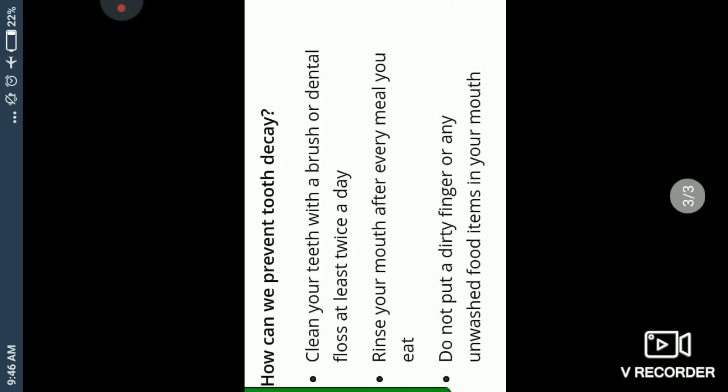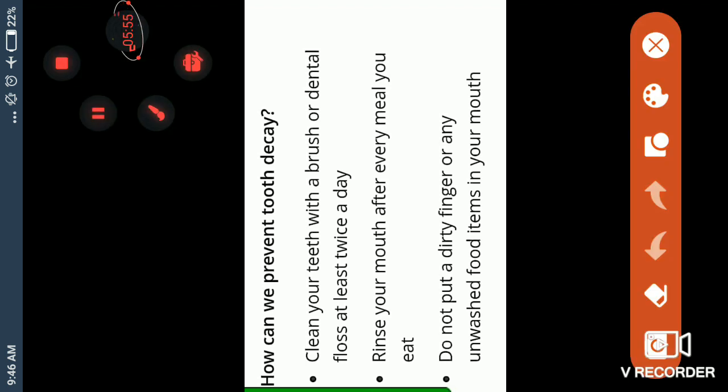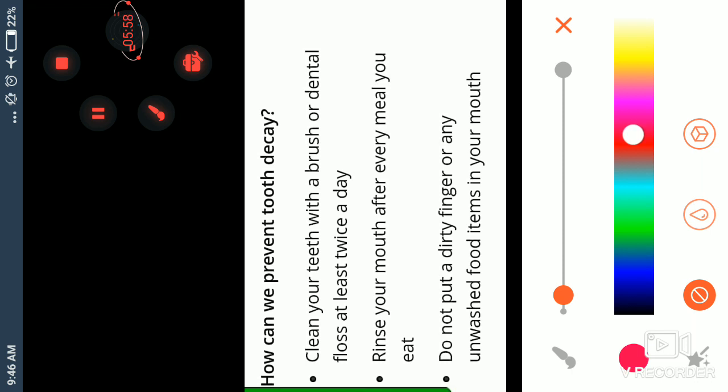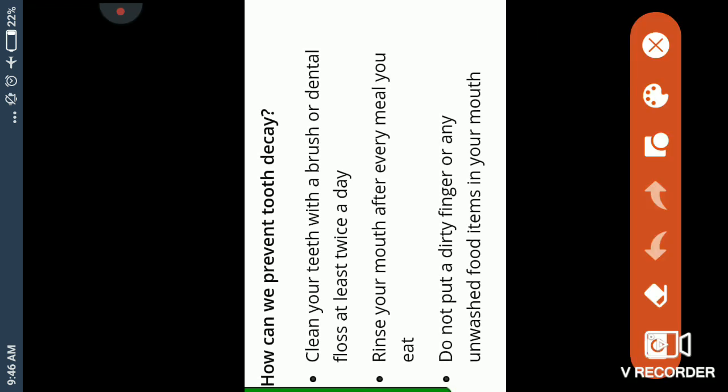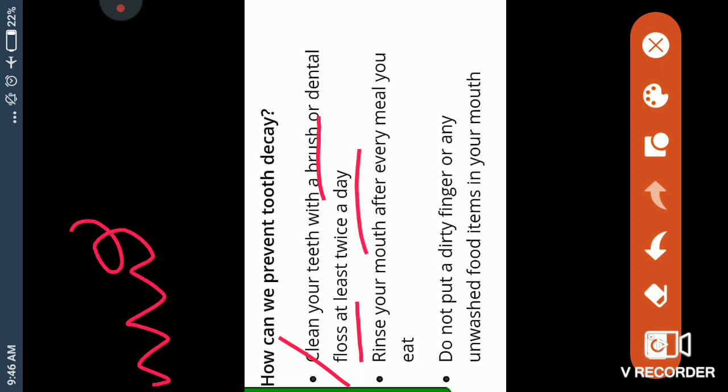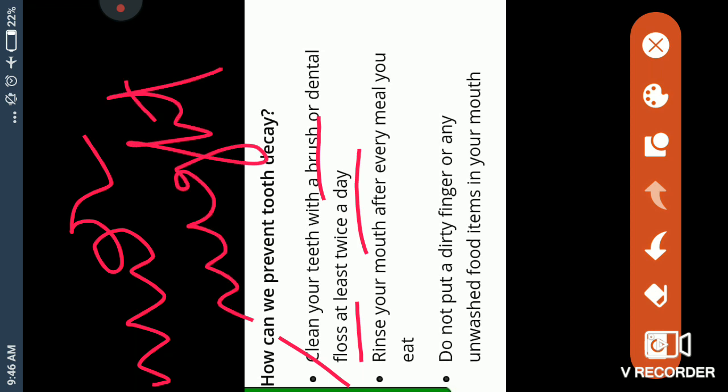And now, how can we save our teeth? There are three ways to save our teeth. Understand? The first one is to clean your teeth with a brush or dental floss at least twice a day, morning and night. Night is also compulsory because after eating dinner, you will not take anything for at least 8 hours.